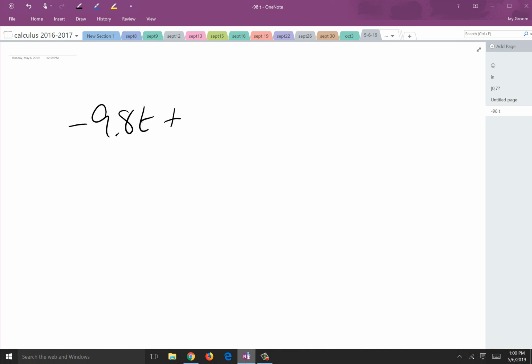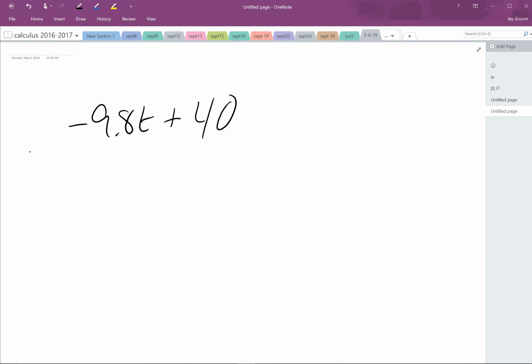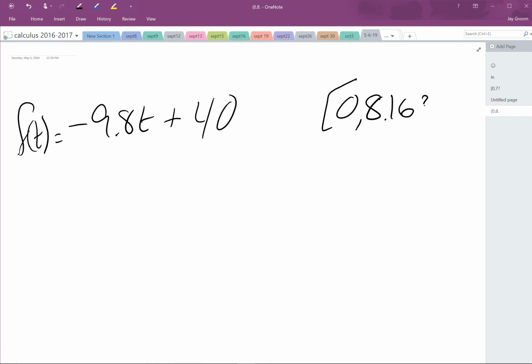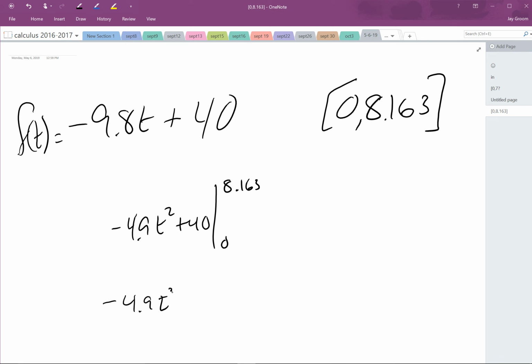So here's my question to you. If I were to find the integral of this, or the average value of this thing, from 0 to 8.163, what should the average value of this thing be over that interval? I don't know, let's find out. Cool. Killer, dude. So let's plug that in. Let's crunch some numbers there. Oops.